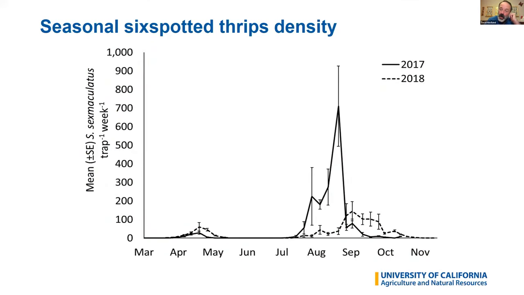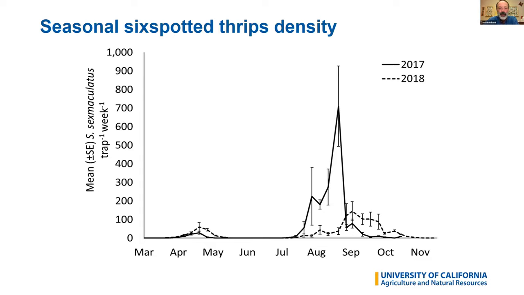Now, as we started using these cards, we were able to do some really cool things with them. The first thing we're able to do is look at biology through the year. These cards are good. If you look at this chart here, in August and September, in these trials, we're getting 200 to 800 thrips per card per week. In these same orchards, by the way, when we do leaf sampling, we'll find one every 10 or 20 leaves.